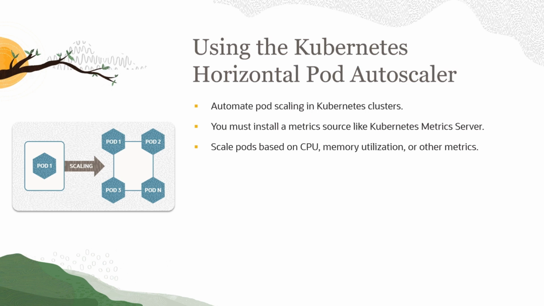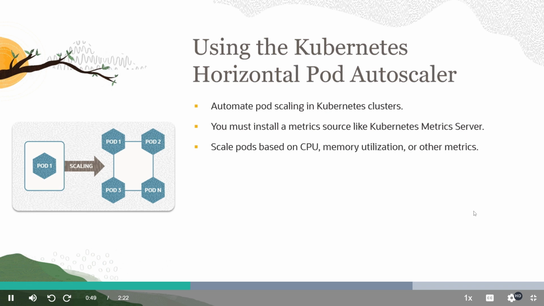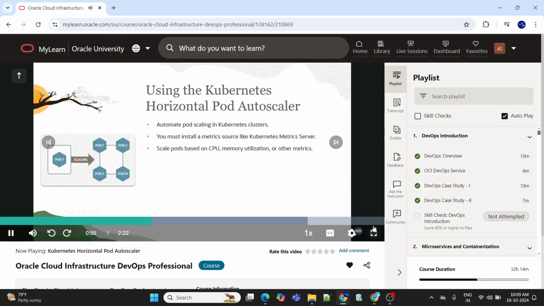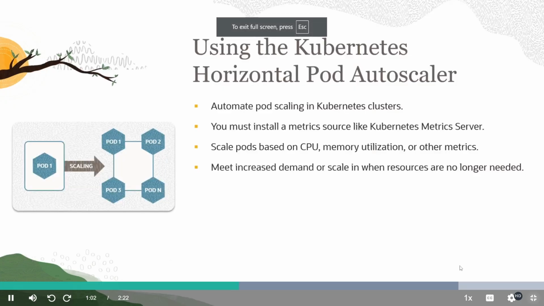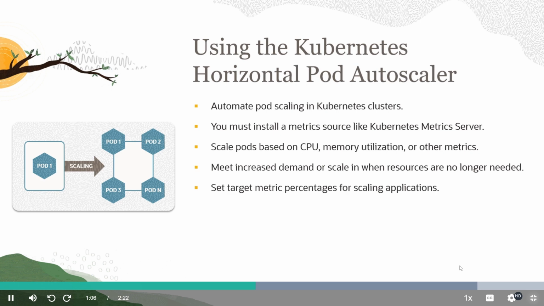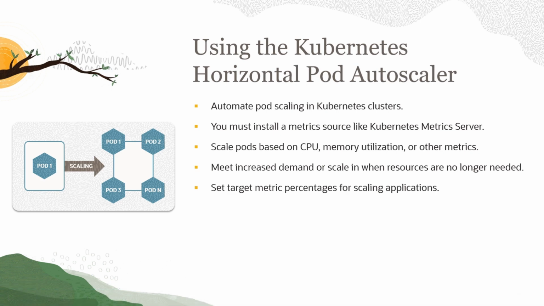This adjustment is intelligently driven by factors like CPU, memory utilization, or other metrics, allowing your applications to seamlessly scale out during periods of high demand or scale in when resources are no longer needed. Adding precision to your scaling strategy, you can set target metric percentages for the horizontal pod autoscaler to meet when scaling your applications.